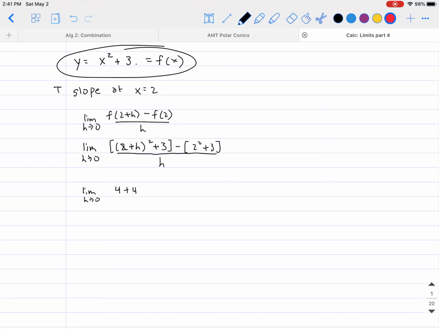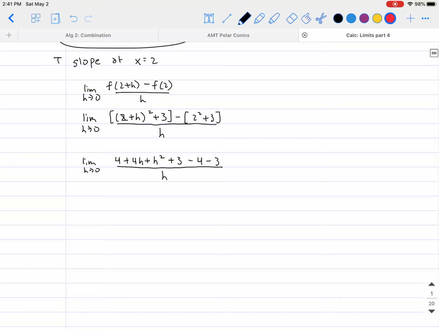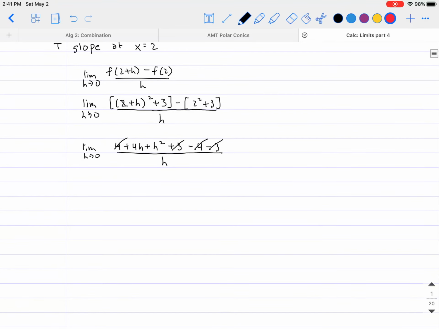So the top part we get 4 plus 4h plus h squared, plus 3, minus 4, and then minus 3, all divided by h. As we said last time, the indication that you're doing it correctly is that all the terms on the top that cancel out, what's remaining should always contain an h. So the 4s cancel each other out, the 3s cancel each other out, and what's left all contain h now, which we can divide through.